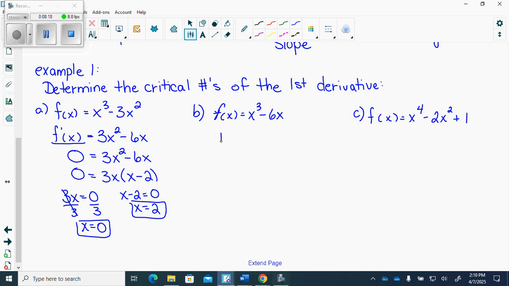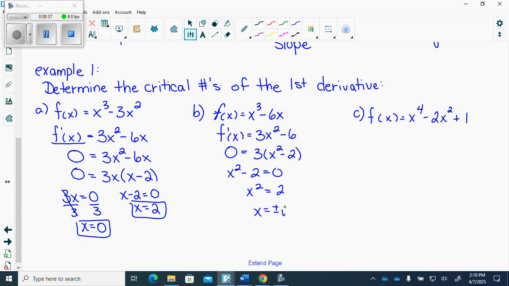This one, f prime of x equals 3x squared minus 6. And then we get 0 equals, take a 3 out, we're left with x squared minus 2. 3 does nothing. X squared minus 2 equals 0. X squared equals 2. X equals plus or minus root 2. Done.